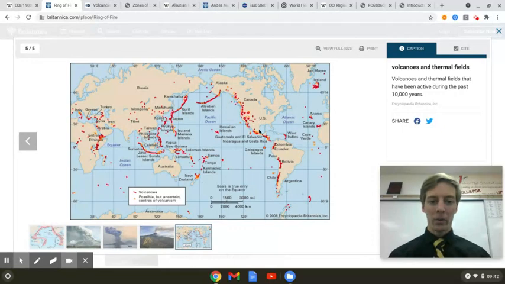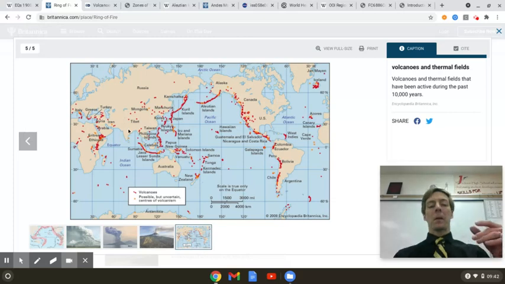There are some in the U.S. Look here down in the Andes Mountains, the Aleutian Islands, Hawaii, all over. But how does that relate to plate tectonics?